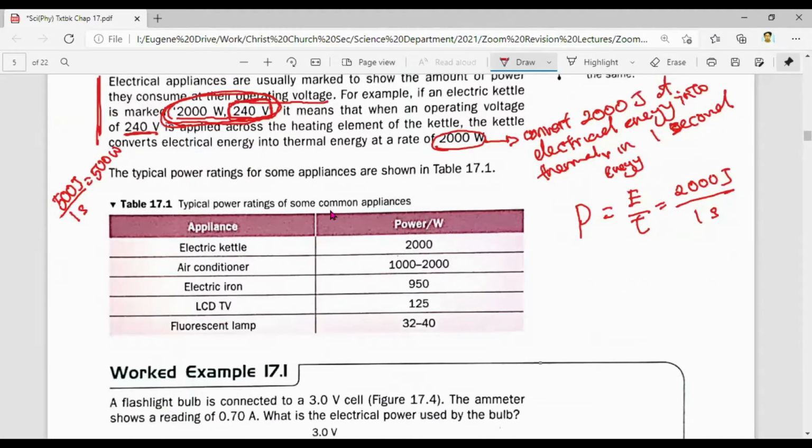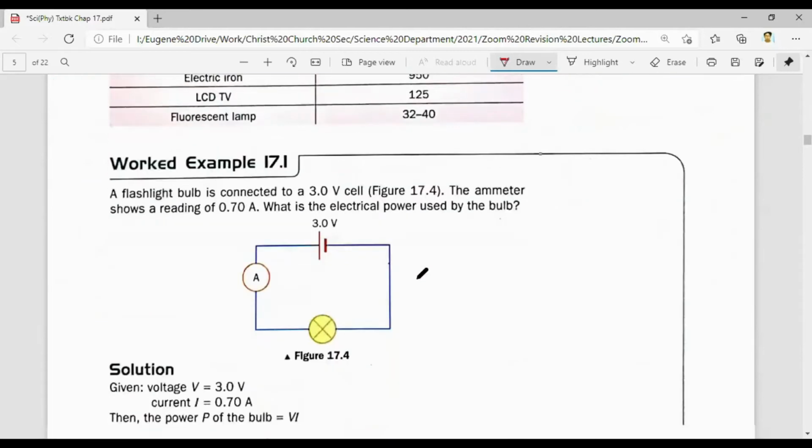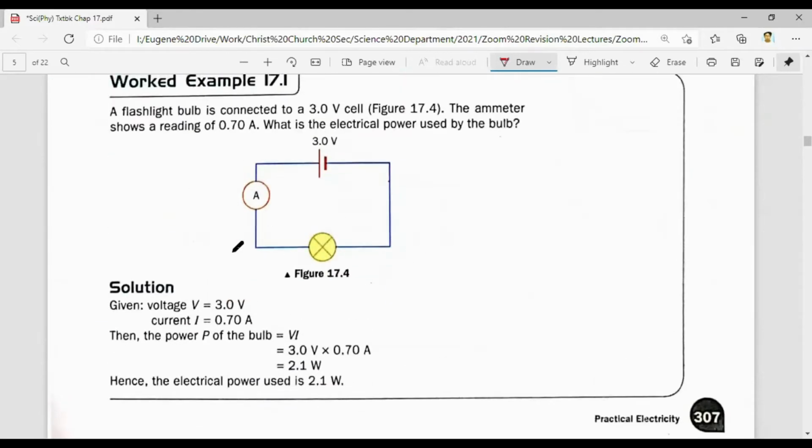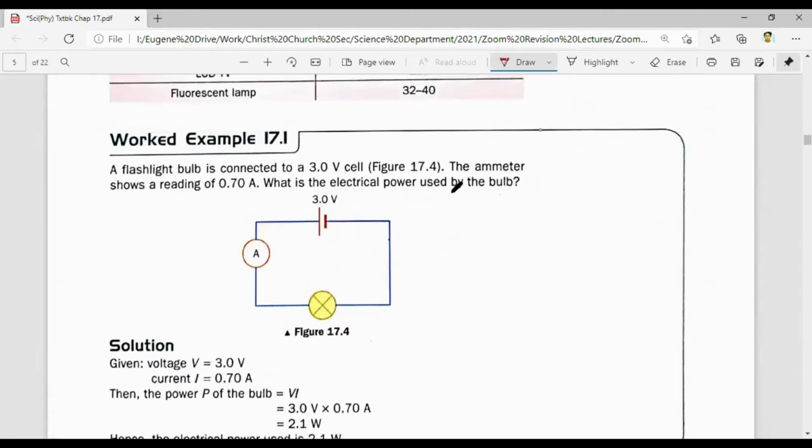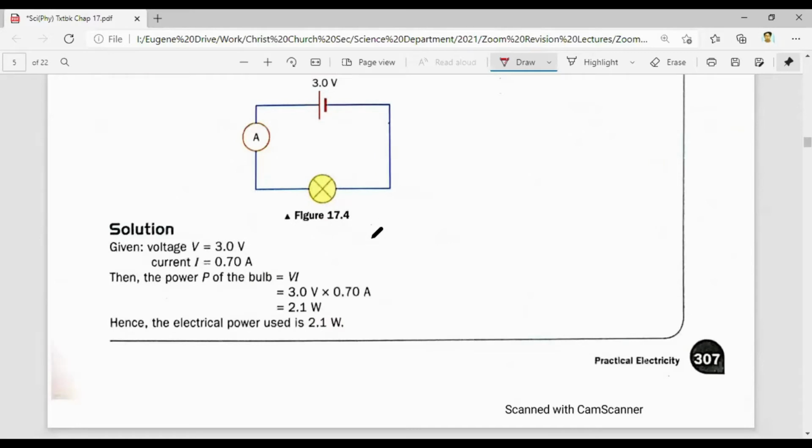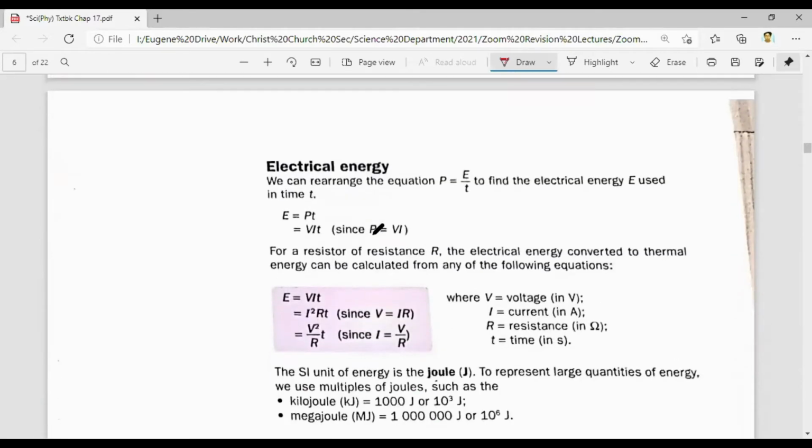Okay, typical ratings. This one you don't really need to memorize, so don't bother wasting your brain space over here. You just need to know this to appreciate it a little bit more. Now, all the worked examples, do take some time to go back and read through after you have had the lecture, so you have a better understanding of what this whole thing is about.